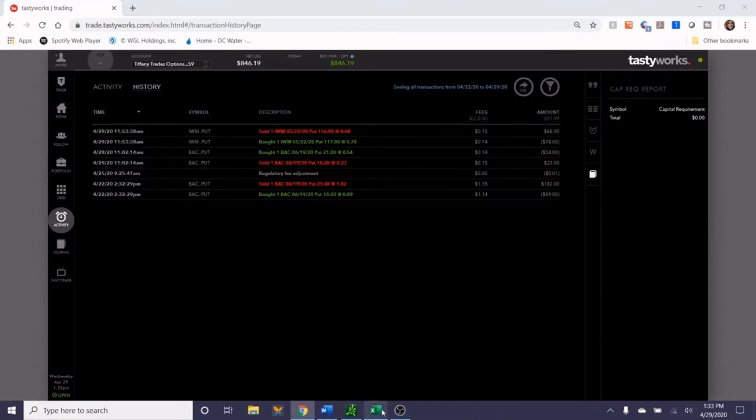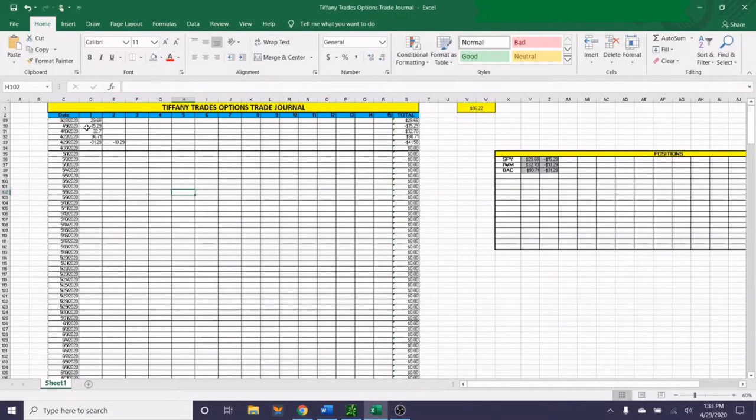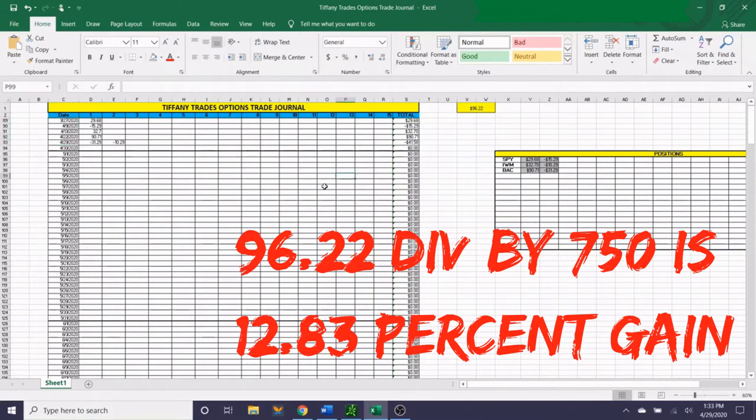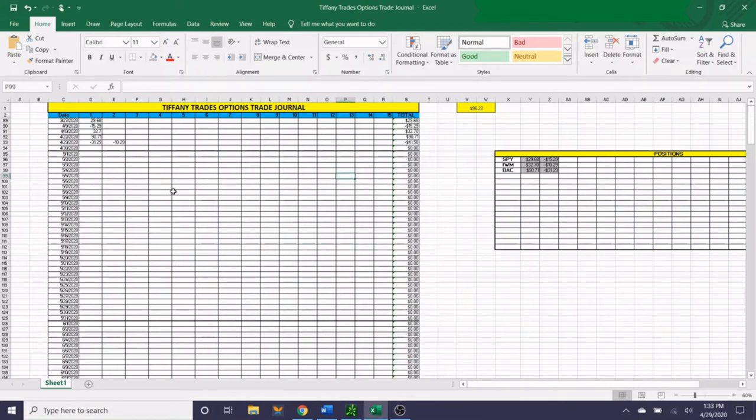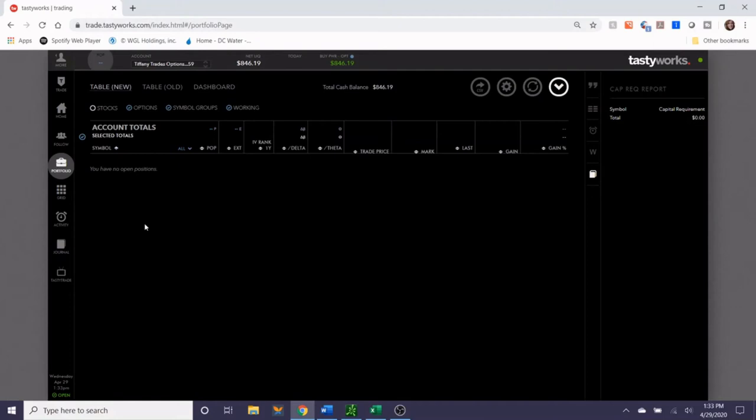The fees are the same, 29 cents to close the orders, which is not bad. I already entered the information in the Tiffany Trades Options Trades Journal. In total, since March 27th, I've collected $96.22 in credit. And to be honest, I think that's pretty cool for about a month's worth of options trading in a small account. So we'll continue to look for opportunities in other positions.